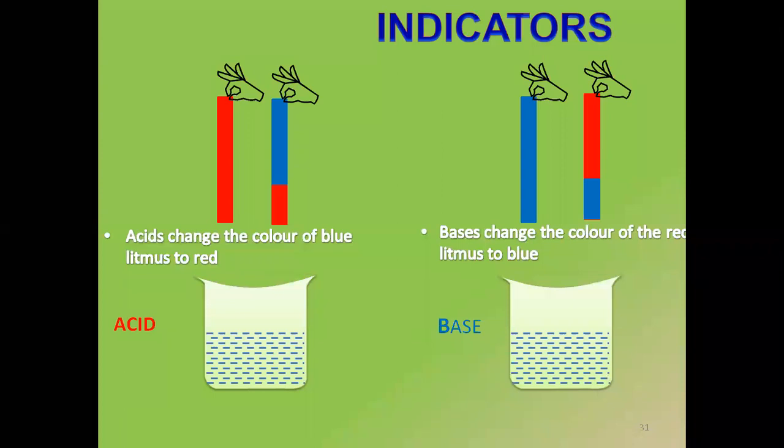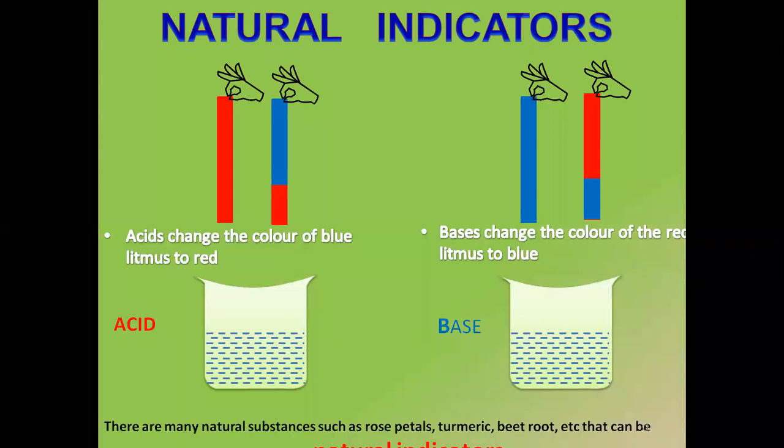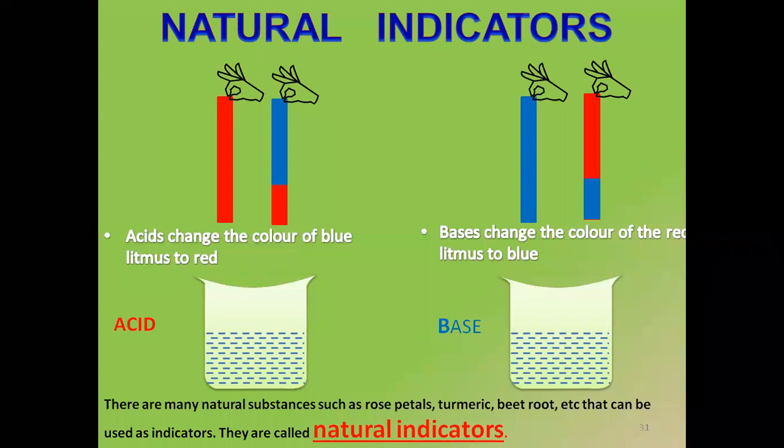Now litmus paper, as you know, is actually obtained from a plant called as lichen. Do you know this term, lichens? It is obtained from a plant called as lichen, and lichen is a plant which is available in natural source. So these kind of indicators are called as natural indicators. Even though litmus paper is manufactured in the industry, actually it is obtained from the plant called as lichen. Apart from that, there are many natural substances like rose petals, turmeric, beetroot, which can be used as indicators. So they all will fall under natural indicators.